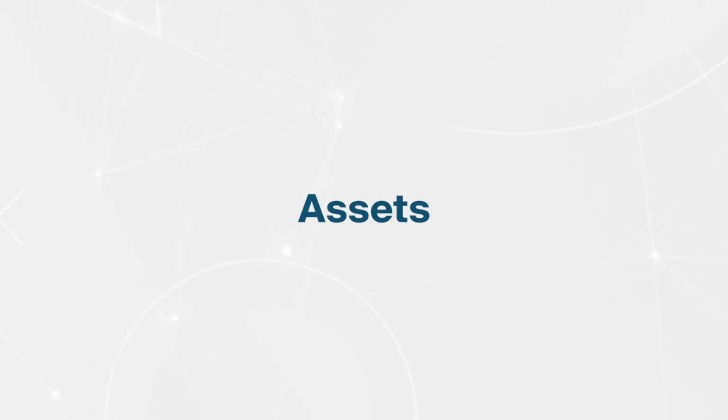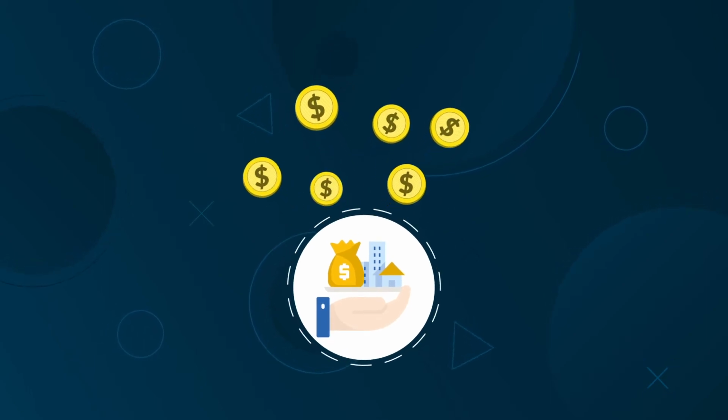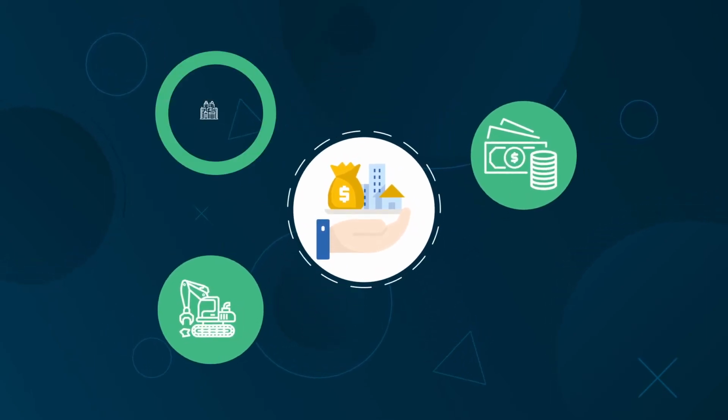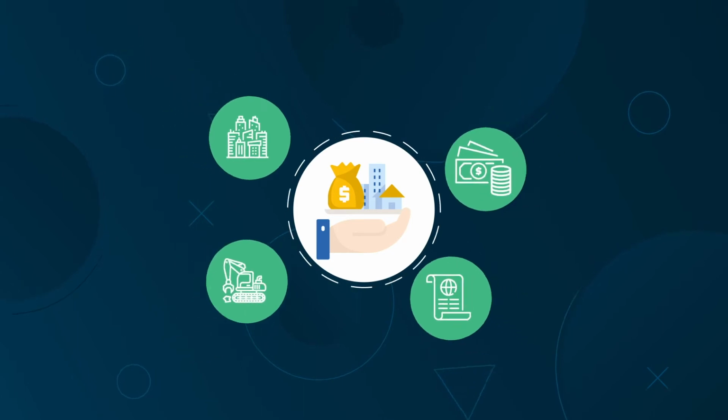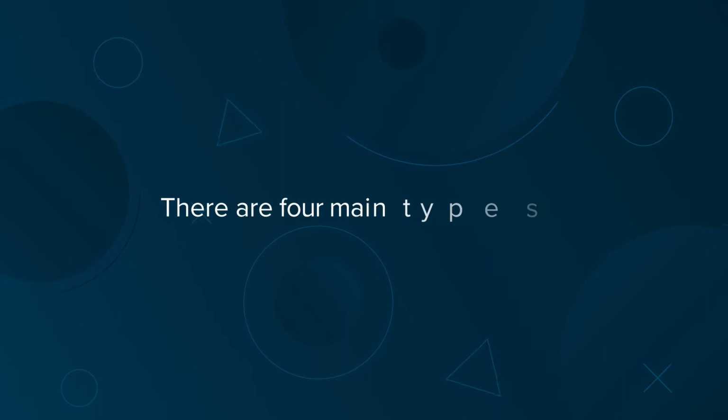In this lesson, we're going to cover assets. An asset is a resource that a company owns that provides economic value. This includes cash, equipment, property, rights, or anything that a company can expect to generate revenue or reduce expenses. There are four main types of assets.